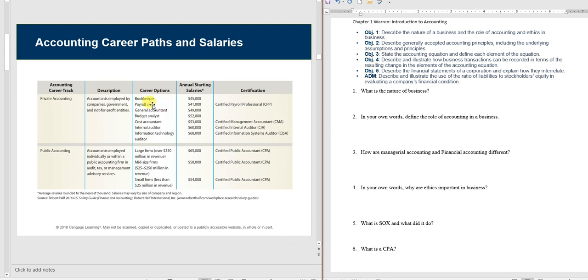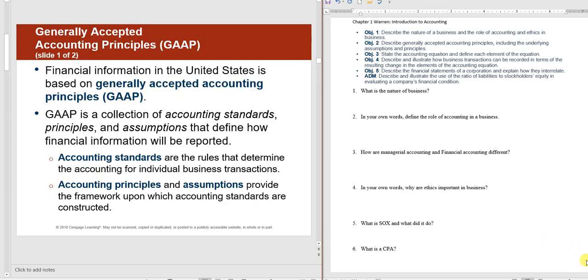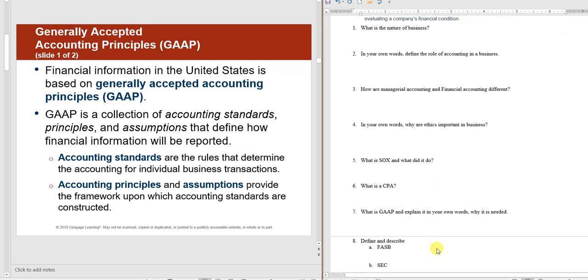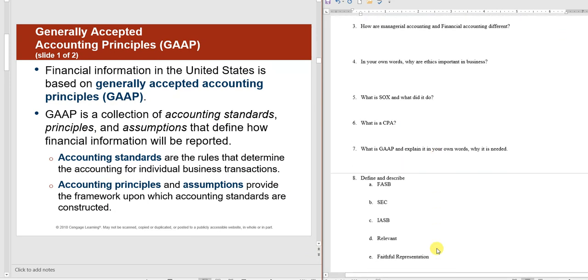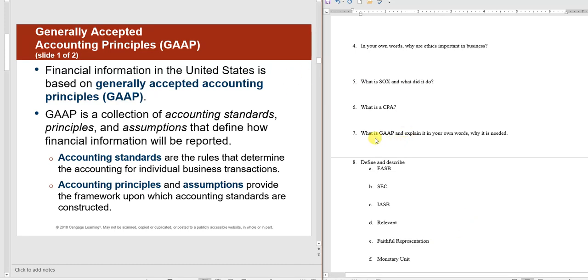Here are some career tracks. You can just look at those and read them yourself. A CPA is a certified public accountant. They're the ones that can audit companies and double check their financial statements. All right, GAAP, Generally Accepted Accounting Principles.